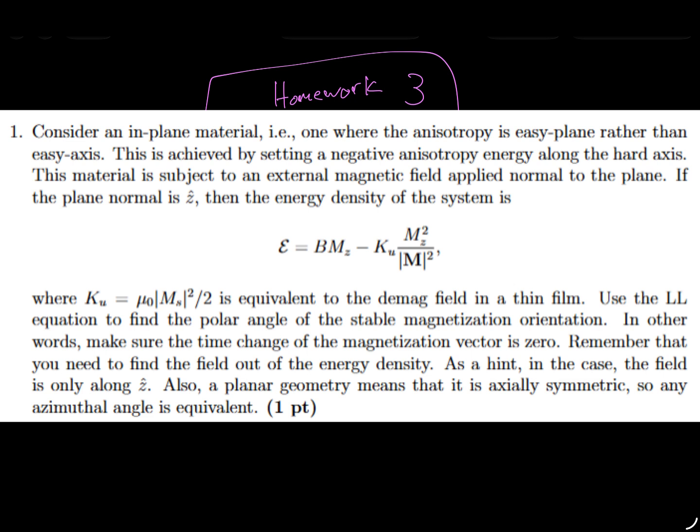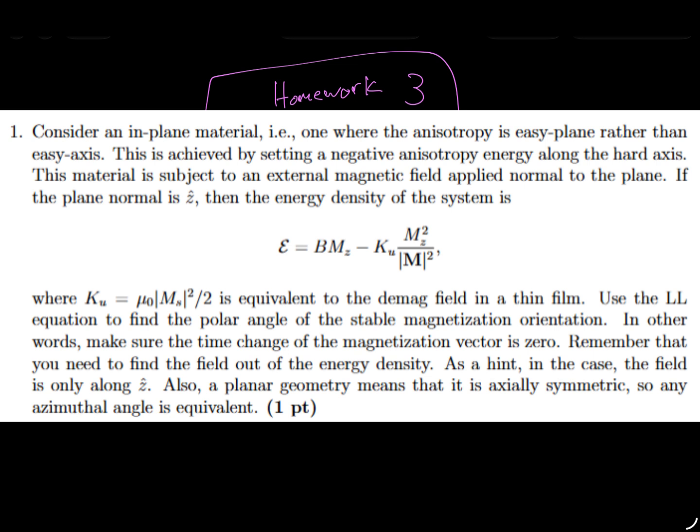Consider an in-plane material, that is one where the anisotropy is easy plane rather than easy axis. This is achieved by setting a negative anisotropy energy along the hard axis. This material is subject to an external magnetic field applied normal to the plane. If that plane normal is z hat, then the energy density of the system is epsilon equals B mz minus Ku mz squared over the magnitude of m squared. And then it defines Ku, which is our anisotropy, and it's equivalent to the demag field in a thin film.